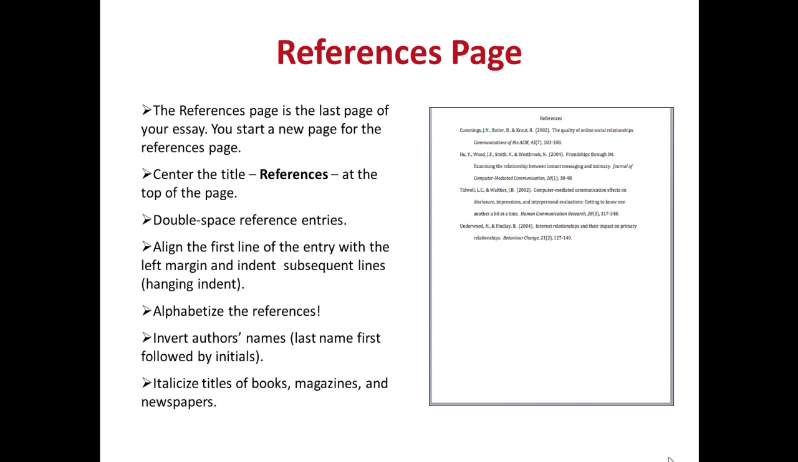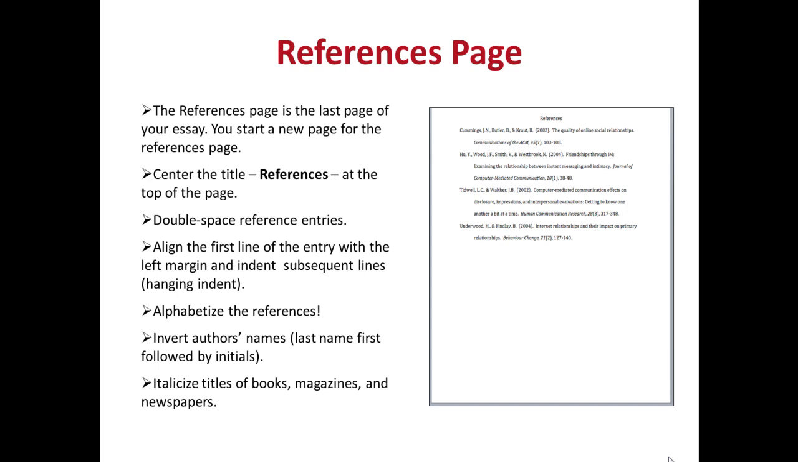On the right-hand side, you will see an example of what a references page should look like. Here are some basics regarding the references page. It is the last page of your essay. You start a new page for the references page. You will center the title, References, at the top of the page. You should double space your reference entries. Align the first line of the entry with the left margin and indent any subsequent lines. This is called a hanging indentation.